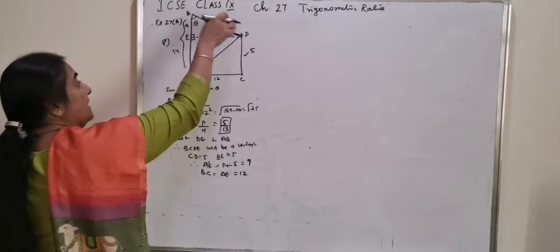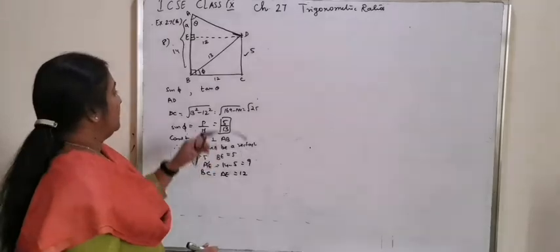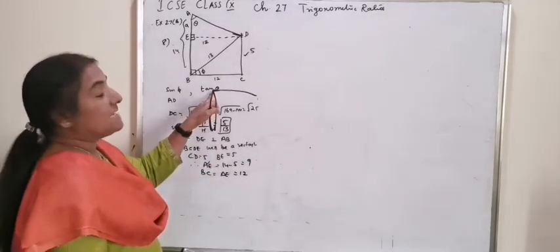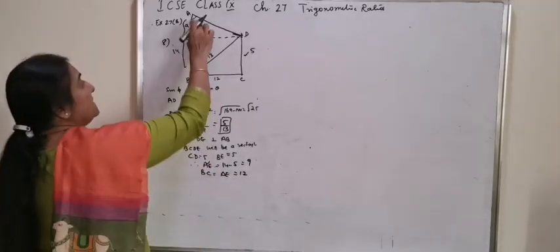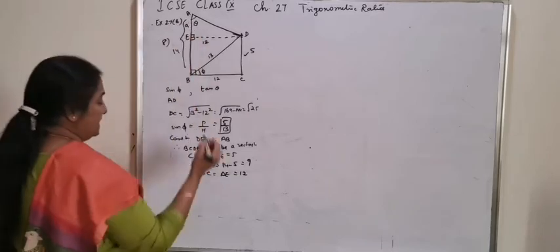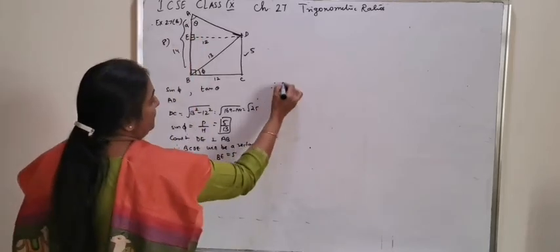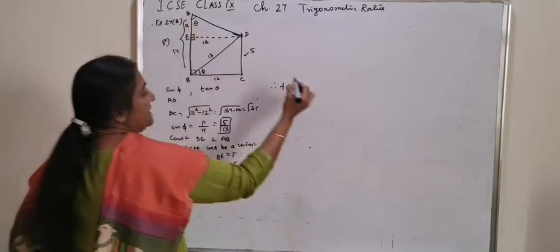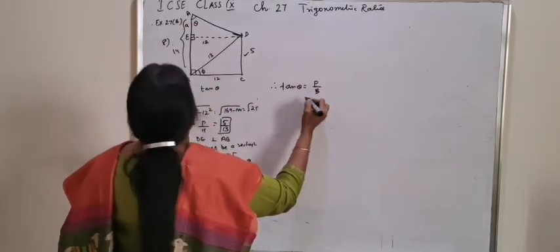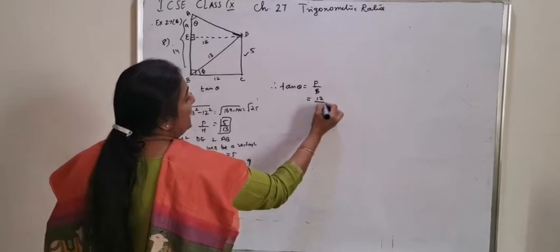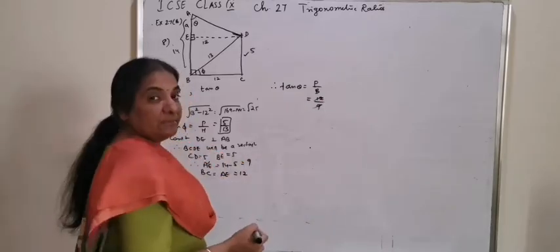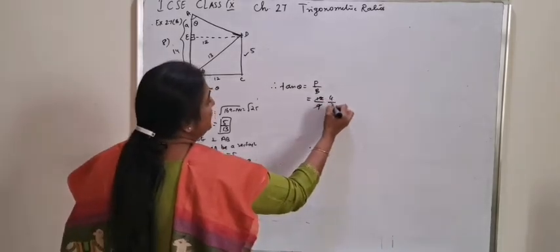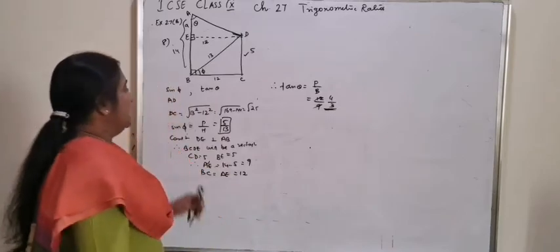Immediately you can find AD length. Now they wanted you to calculate tan theta. Tan theta is opposite by adjacent. Therefore, tan theta is equal to perpendicular by base, which is equal to 12 by 9, or 4 by 3.